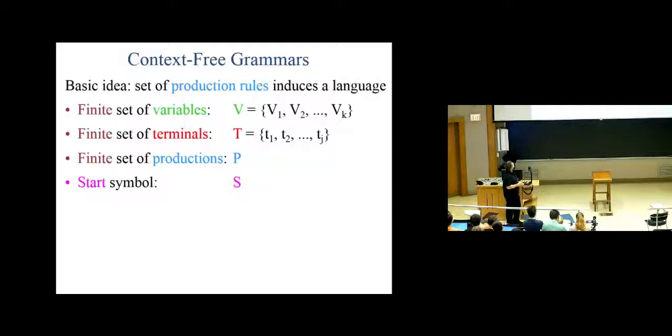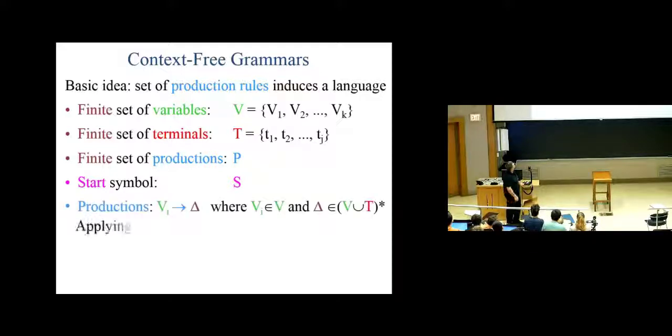You have a set of productions and a start symbol where the grammar starts, and the productions basically substitute things for other things, right? So we say VI goes to delta. Delta is some set or sequence of variables and/or terminals, and so V union T star, so this is a regular expression denoting all possible juxtapositions of variables and terminals in all possibilities, and delta here is one of those string combinations of terminals and variables.